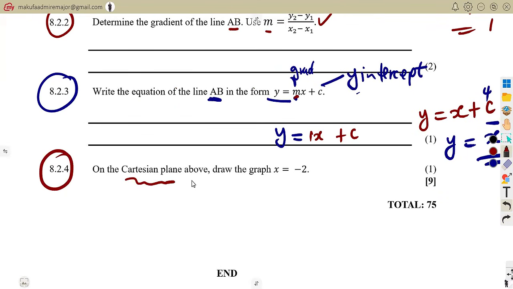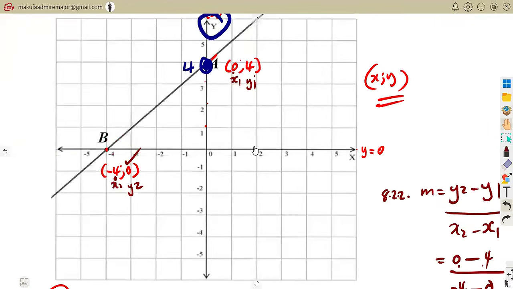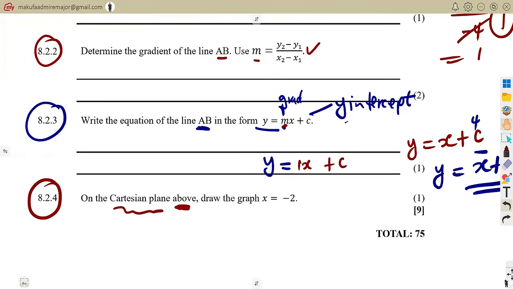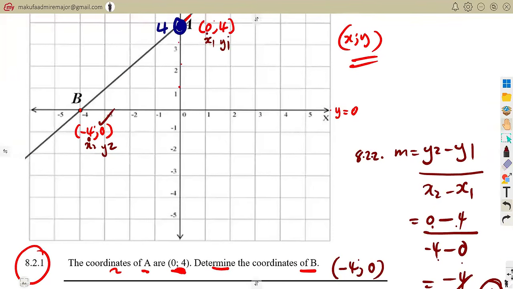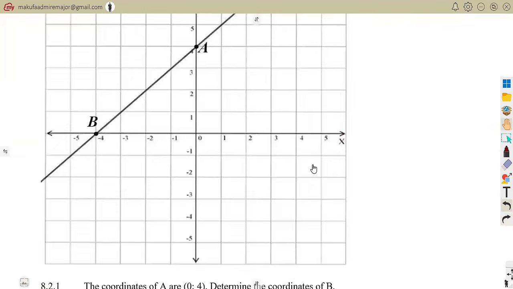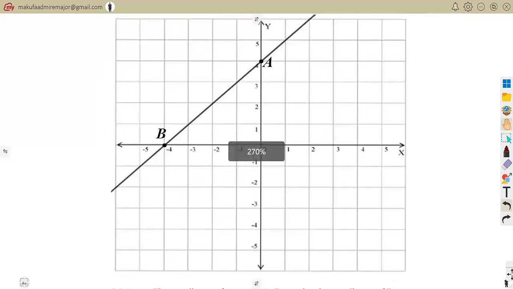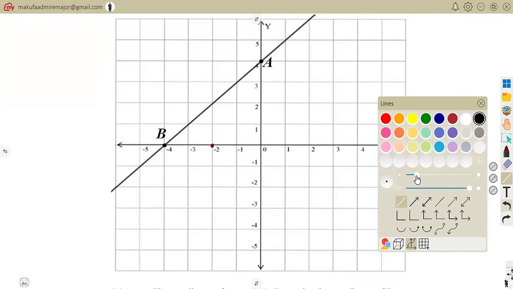8.24, on the Cartesian plane above, on this Cartesian plane that we have here, draw the graph of x is equal to minus 2. How do you draw the line of x is equal to minus 2? We simply need where x is at minus 2. Where are we having x being at minus 2? This is our x values. Minus 2 on the negative side. This is where we have minus 2 here. So the line of x is equal to minus 2 is a vertical line which is drawn passing through the minus 2 that we are seeing in the x values.